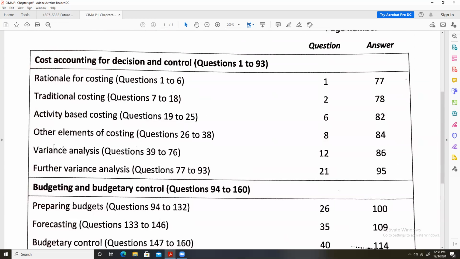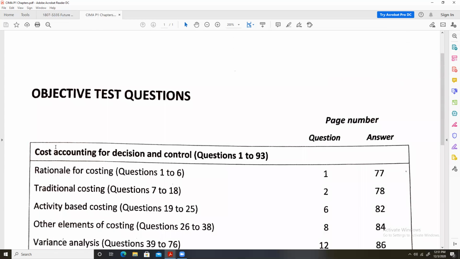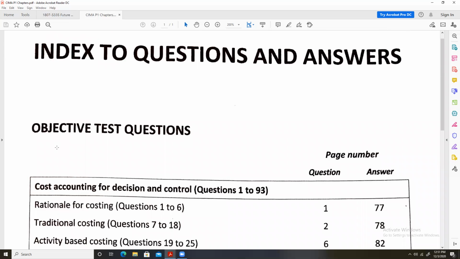The entire management accounting syllabus, I believe, is not so difficult. I was surprised to see the pass rates for this particular paper. The pass rates for this paper are lower as compared to other papers.